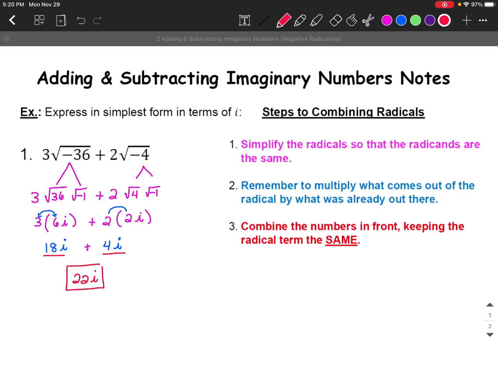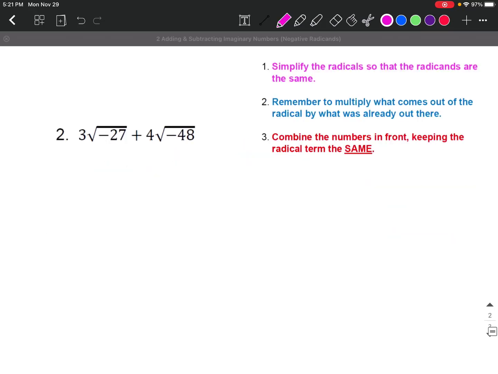Let's try one more. Okay, so first step, we're going to break up this square root of negative 27. I'm going to bring down that 3. I see the negative, so I'm automatically going to write a square root of negative 1. Now the perfect square that goes into 27 is 9, and it goes in 3 times, right? 9 times 3 is 27. Bring down the 3 that's out front. The square root of 9 is 3. The square root of negative 1 is i.